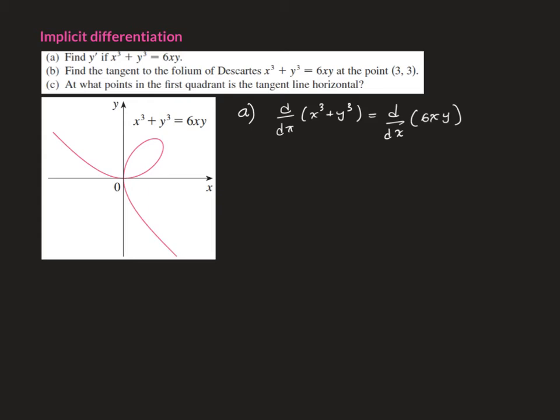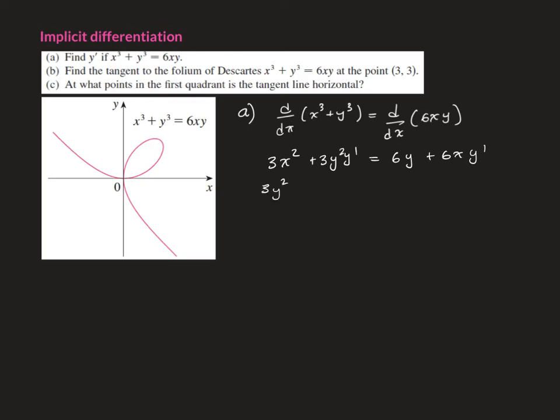Next, I'm going to differentiate on both sides. The left is simple, it is 3x squared plus 3y squared y dash, and to the right we need to use the product rule, taking 6x times y as the product. So this would be 6y plus 6x y dash. Now again we want to take all the terms with y dash to one side, so I'm going to move them to the left hand side and move everything else to the right hand side.